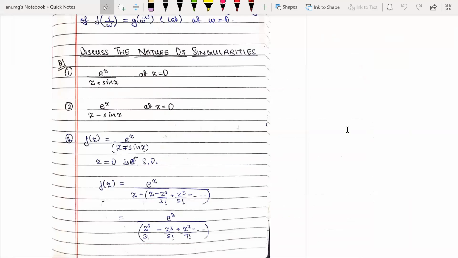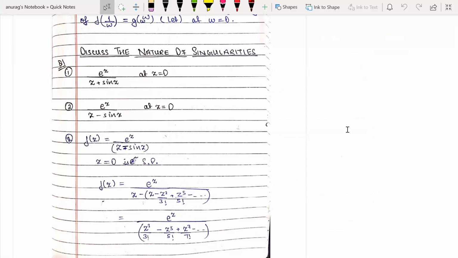Yeah, welcome back to the complex analysis module, part 13. In part 12, we studied what a singular point is and how to classify a singular point. Today, we will see some problems based on the classification of singular points or singularities.